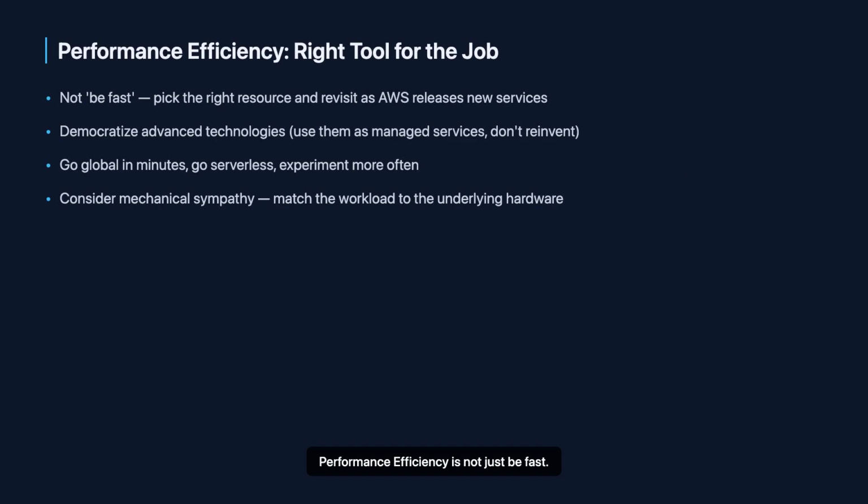Performance efficiency is not just be fast, it's pick the right resource for the job and revisit that choice as Amazon Web Services releases new services. The design principles tell the story. Democratize advanced technologies. Consume things like machine learning or global content delivery as managed services instead of reinventing them. Go global in minutes, using the regions and edge locations we covered last episode. Go serverless. Experiment more often, because the cloud makes experiments cheap. And consider mechanical sympathy, which means matching your workload to the underlying hardware that suits it.